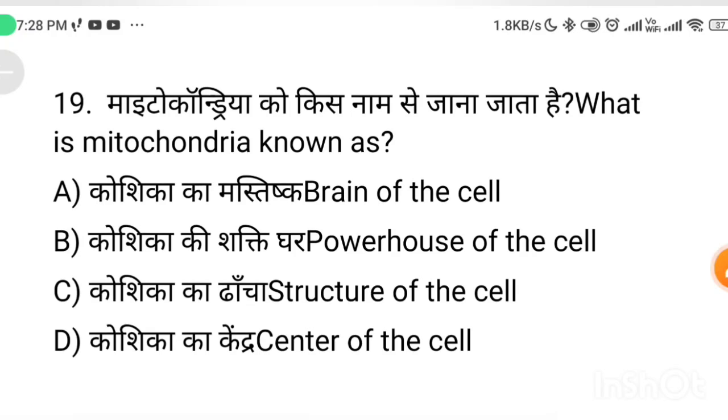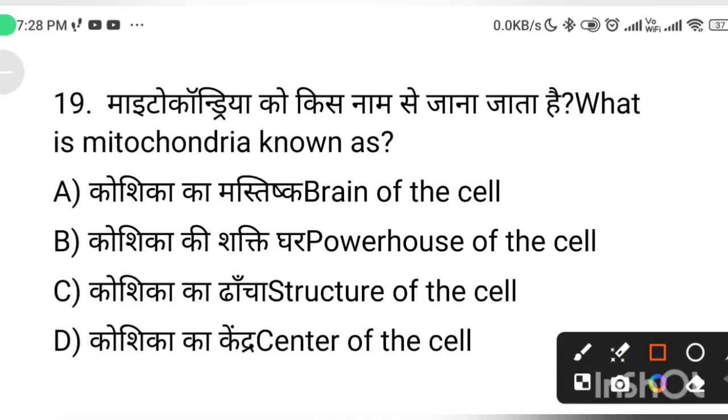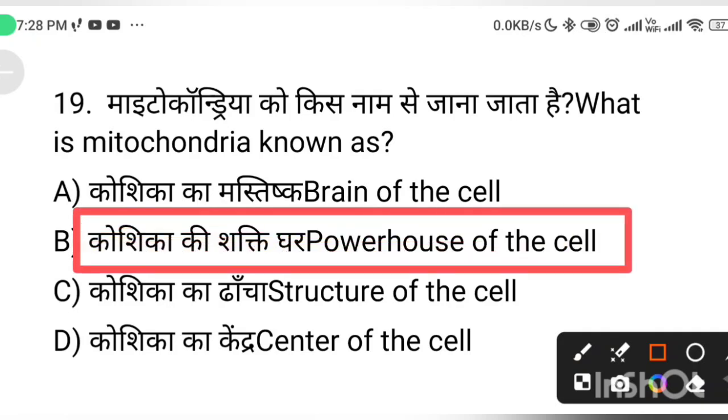Next question. What is mitochondria known as? Option A, brain of the cell. Option B, powerhouse of the cell. Option C, structure of the cell. Option D, center of the cell. Correct answer is option B. Mitochondria, also known as the powerhouse of the cell.